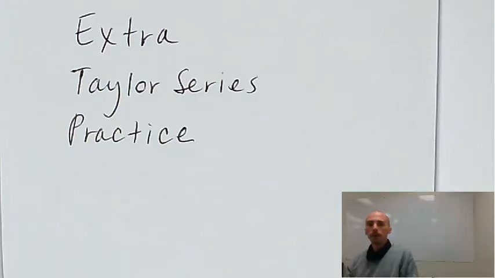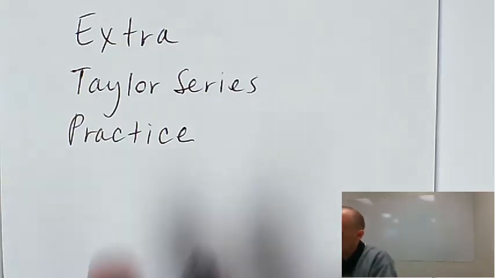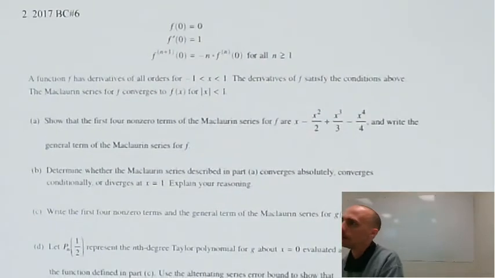In this video, I'm going to be working through the extra Taylor series practice, which is really just a collection of a few free response problems. It may be called Review 12, depending on what you're looking at. Okay, so the first one is 2017 BC number 6.